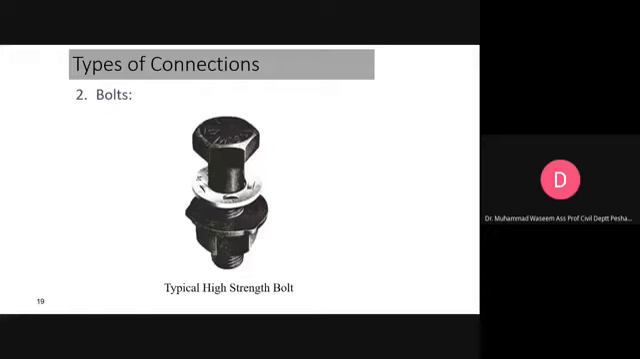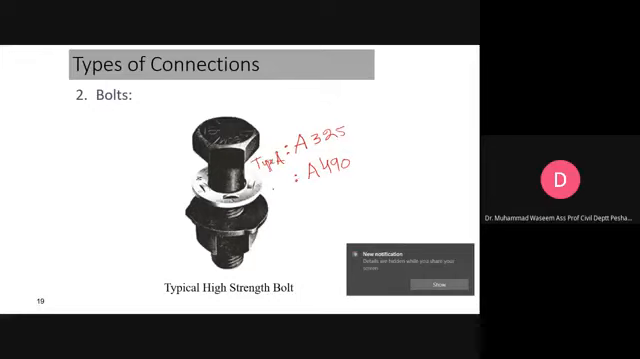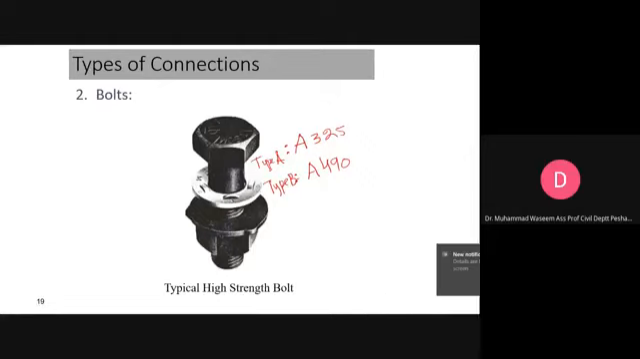Now, this is a simple picture. What does a high strength bolt look like? It can be either A325 or A490. This is type A, and this is type B. So simply it consists of a head, a nut and a washer.